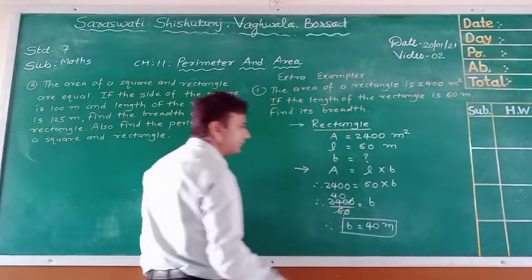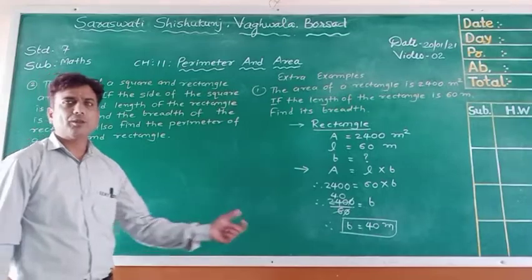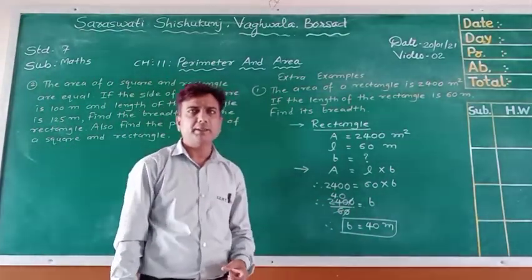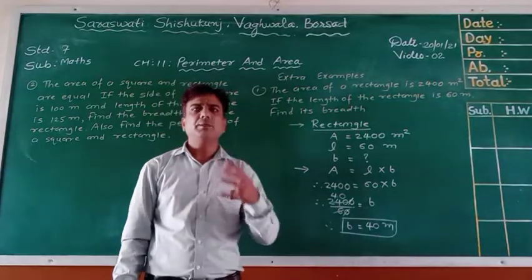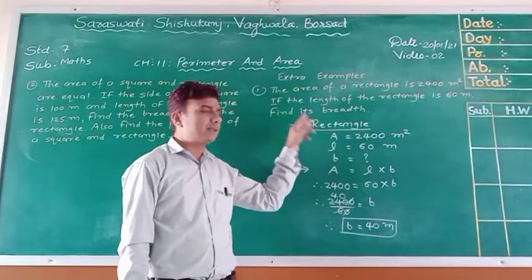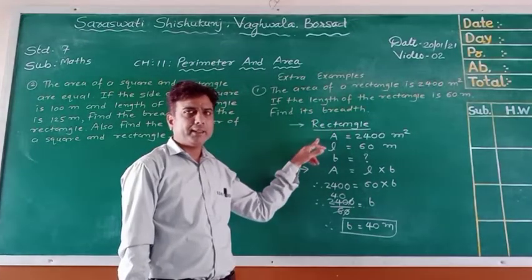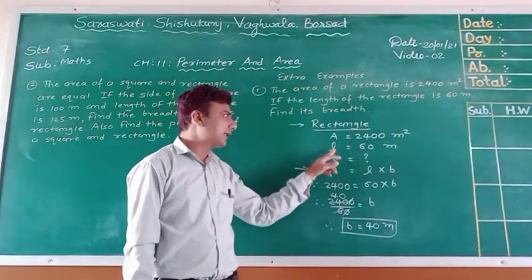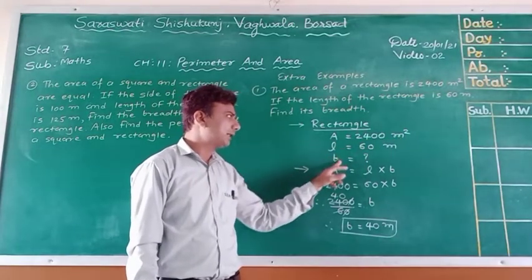Is this clear, beta? Okay, so here we got the answer: 40 meter. Once again I repeat this sum here, beta. In this question, we read the question. A rectangle is given, and its area is given: 2400 meter square. Its length, 60 meter, is given, but the breadth is not given.